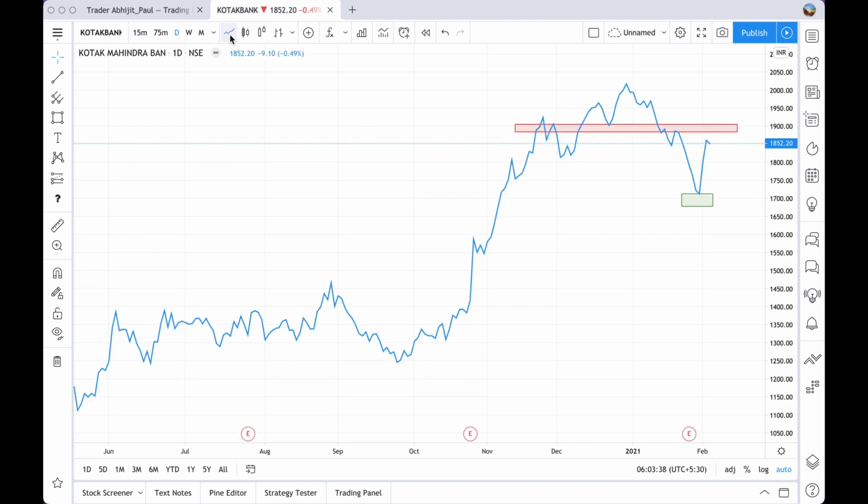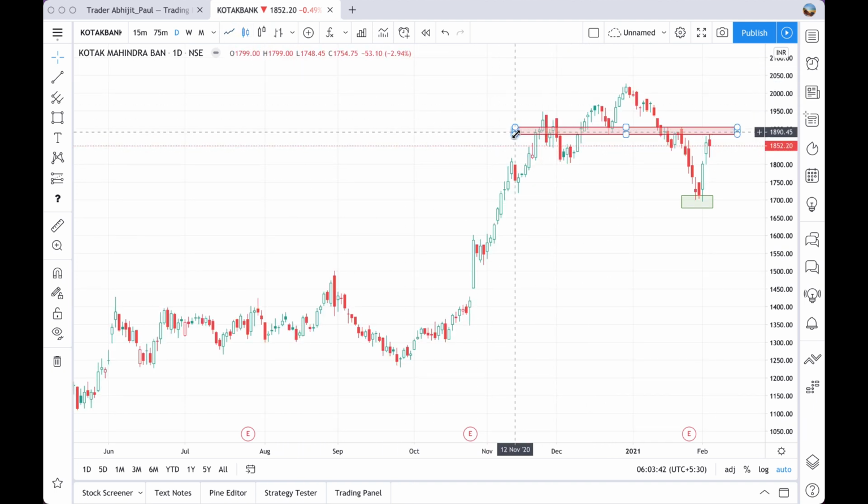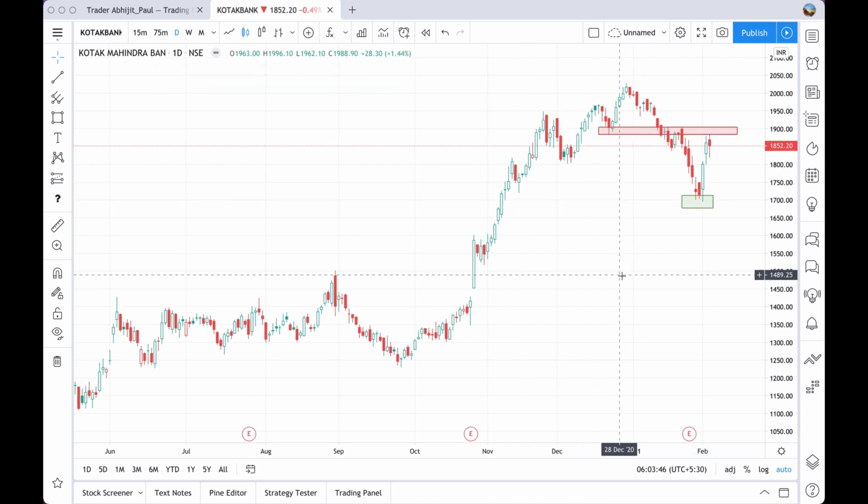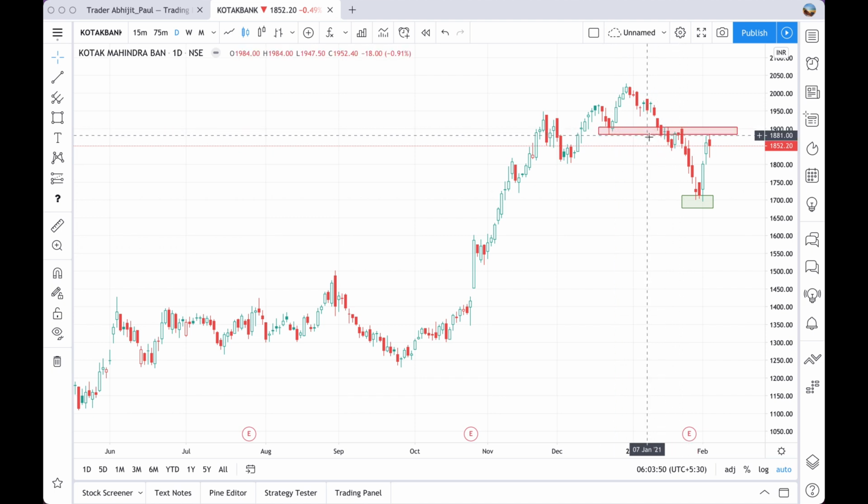I find that it has gone through the body of the candles. It doesn't actually meet the highs and lows so well, so I'm going to restrict its timeline like this, these lows and these highs. But this level of 1880, 1905, 1910 is an important zone for Kotak Bank from a daily perspective.